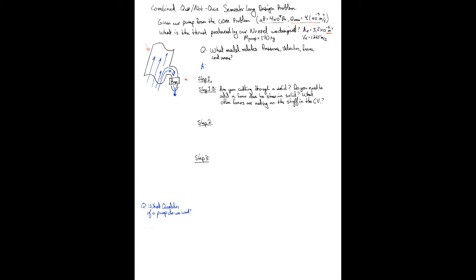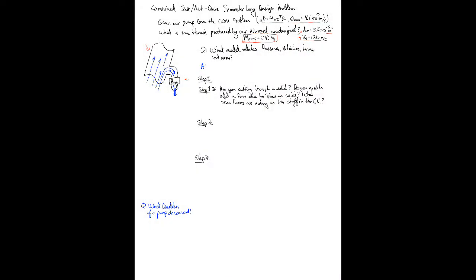And it had an exit velocity of 1,265 meters per second. We found our exit velocity using Bernoulli's, and we used conservation of mass to find our exit area. Now, an important thing to know is that the mass of this pump is equal to 170 kilograms, which is heavy, right? That is very heavy. We're talking 350 pounds, 400 pounds for a pump. Let's see now if this produces some net thrust.